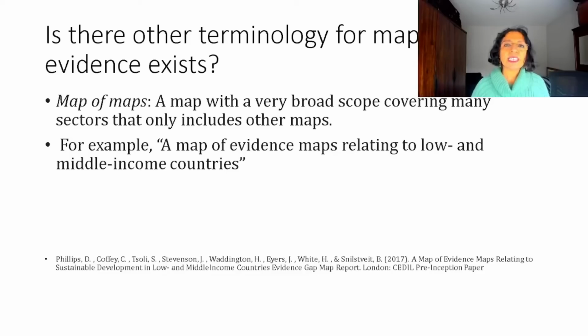Another terminology I have come across is map of maps, a map with a very broad scope covering many sectors that only includes other maps. So it is a map of maps. For example, a map of evidence maps relating to low and middle income countries, something like that. It is very broad and it is covering only the maps.